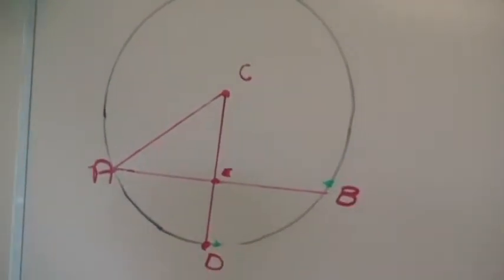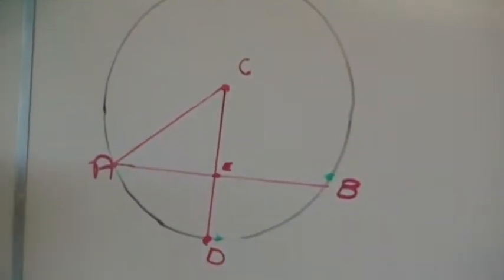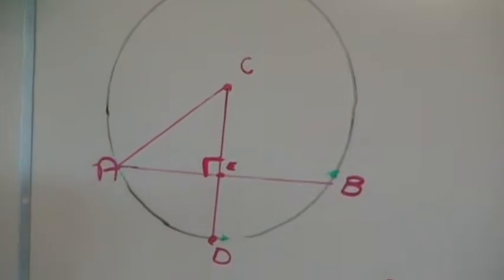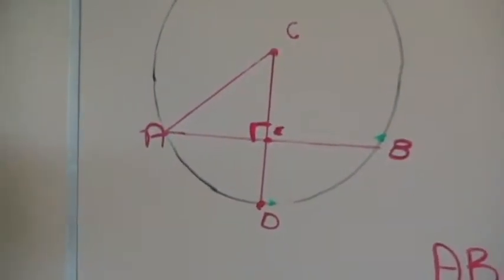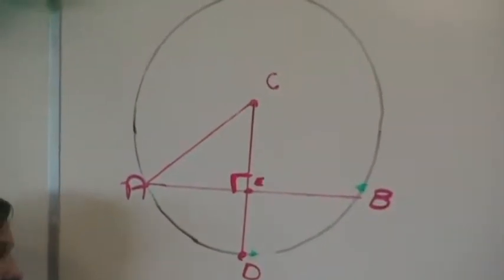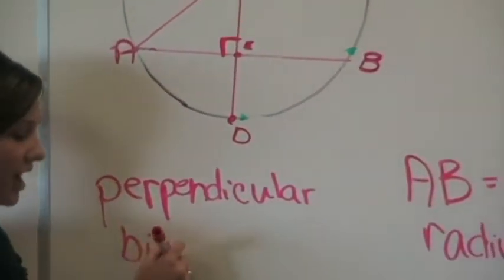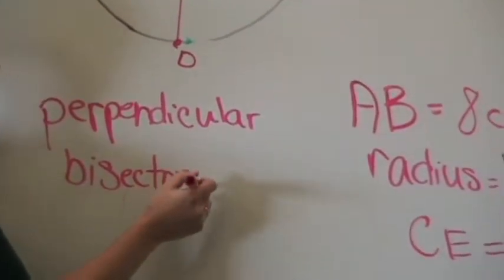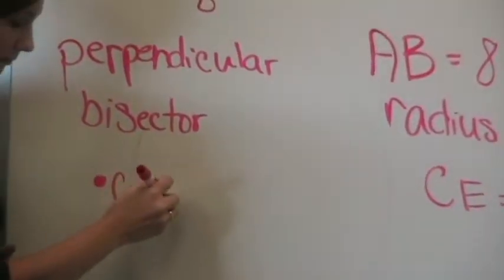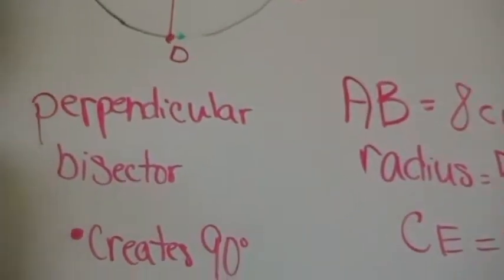Now, who can tell me something about this circle, or this triangle within the circle? It's a right triangle? How do you know that? Because AB and DC are perpendicular. It's a perpendicular bisector, right? So when we have a perpendicular bisector, there's two things that we know. The first is it creates what? A right angle. A 90-degree angle.